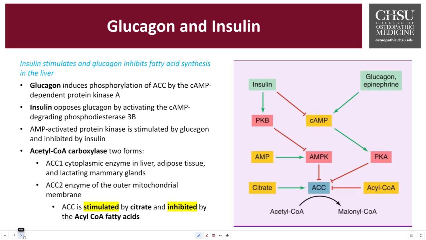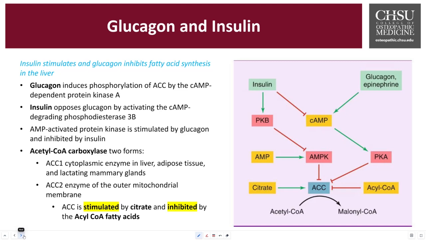Acetyl-CoA carboxylase actually comes in two forms. There is the ACC1 form and the ACC2 form. ACC1 is a cytoplasmic enzyme that's found inside the liver, mammary glands, and adipose tissue. It's primarily focused on the synthesis of fatty acids. Meanwhile, the ACC2 enzyme is located predominantly inside the mitochondria and plays a role in fatty acid oxidation. ACC can be stimulated by citrate and inhibited by an abundance of acyl-CoA fatty acids.